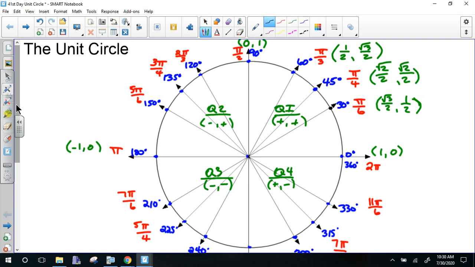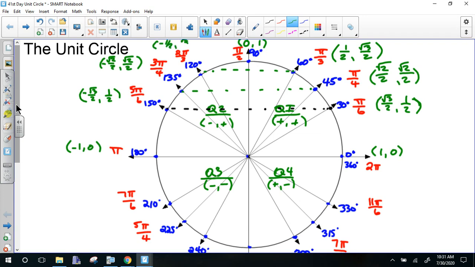If I want this 30-degree angle, it's going to come straight over here. Okay? So over here at this point, I'm going to have square root of 3/2 and 1/2, but the x is going to be negative. Okay? This one is going to come straight over here. It's going to be square root of 2/2 and square root of 2/2, but the x is going to be negative. This one moves over here. It's going to be -1/2 and square root of 3/2.